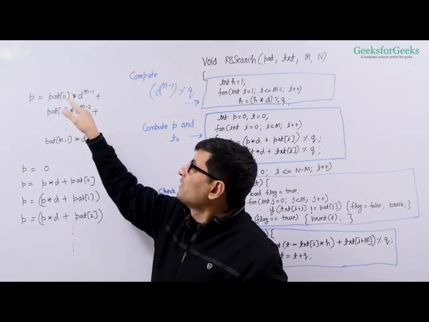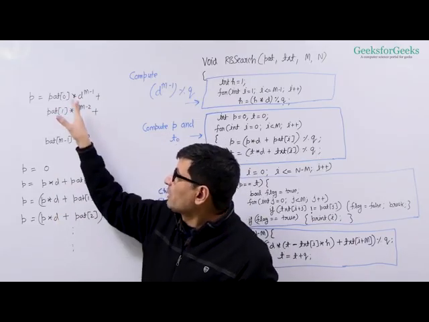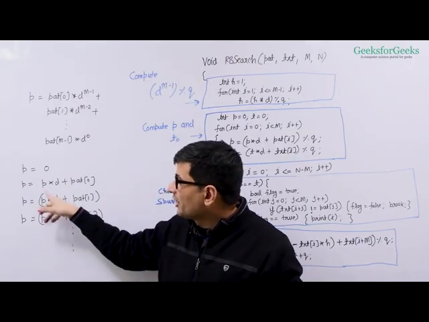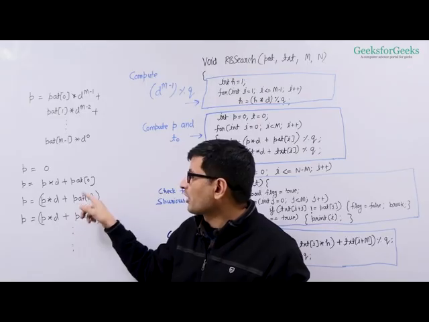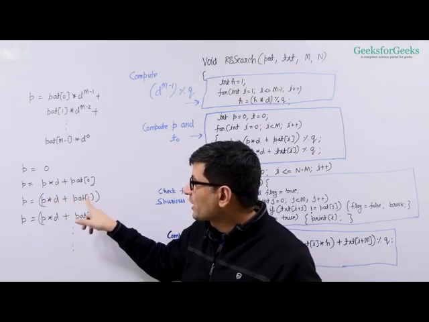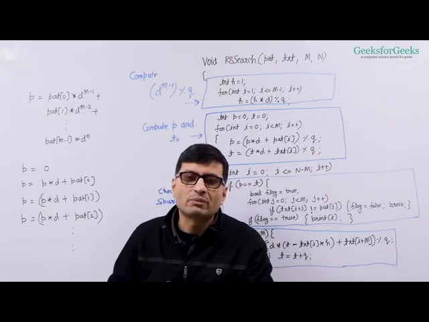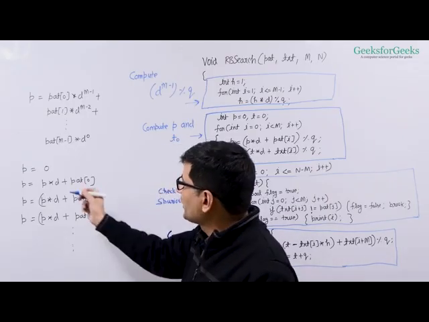Now one simple way to compute this value is we initialize p equal to 0. Then in a loop we do this. For i equal to 0 we do this. For i equal to 1 we do this. And we run the loop until i equal to pattern length minus 1. Let's see what this means.